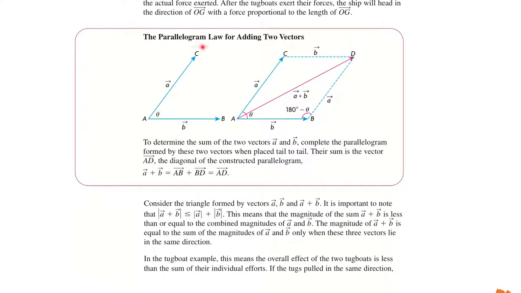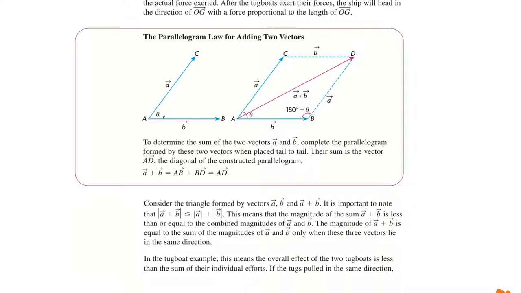The parallelogram law for adding two vectors. To determine the sum of two vectors A and B, first we complete the parallelogram formed by these two vectors when they are placed tail to tail. The sum of the vectors A and B is the diagonal of the parallelogram drawn from the same tail. In other words, vector AD is the addition of vector AB and vector AC in this diagram.